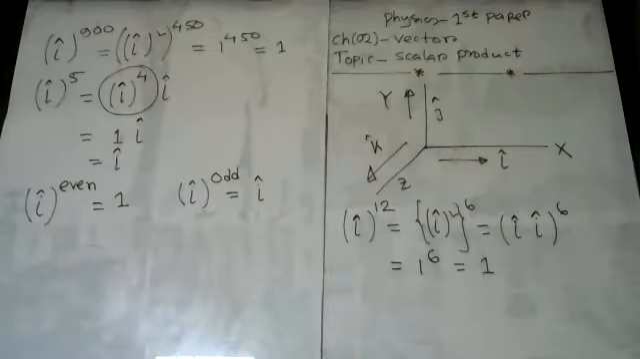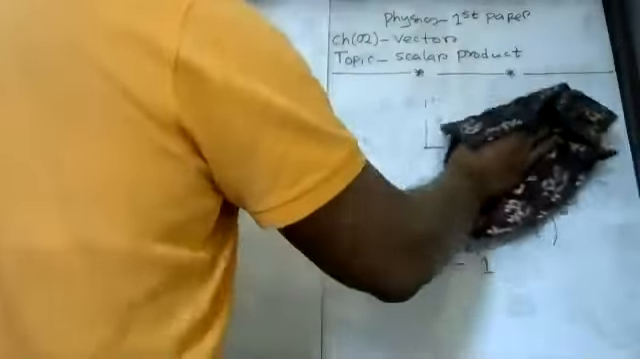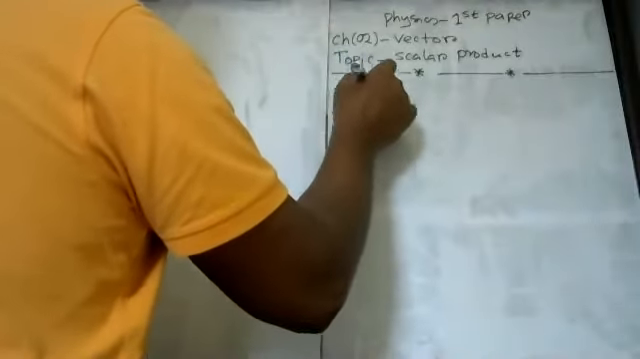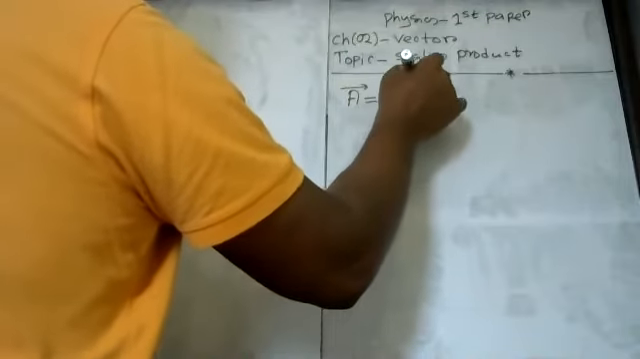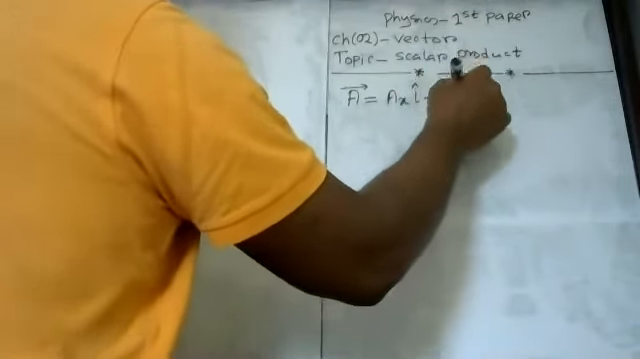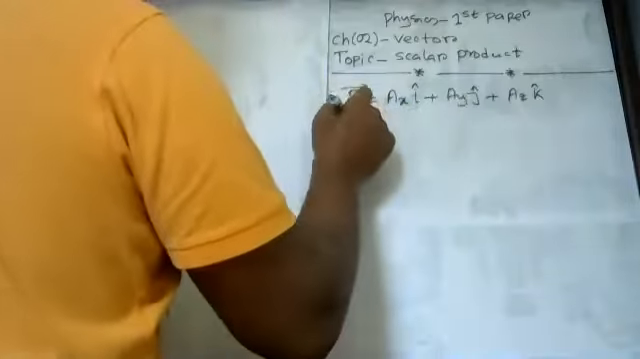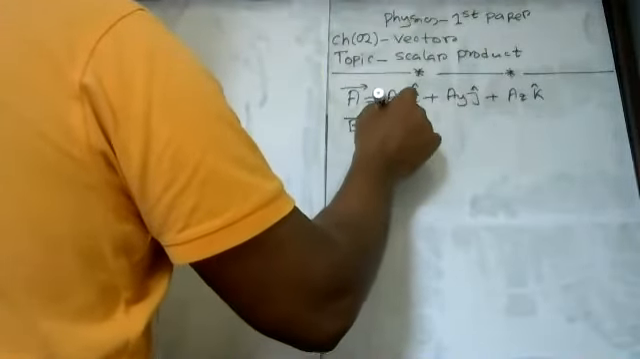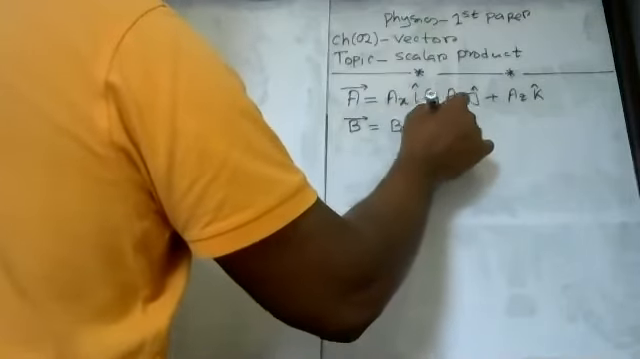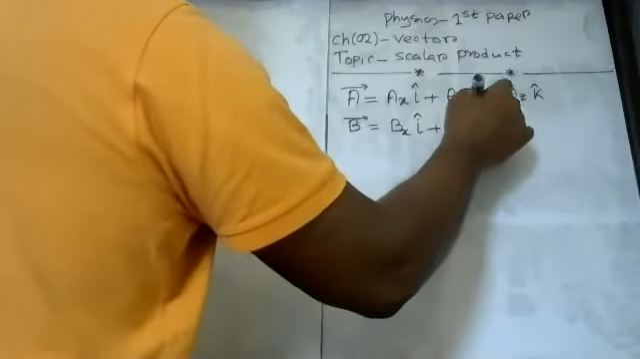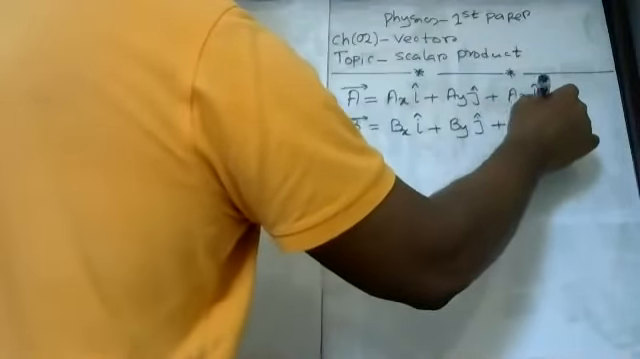Now I have to find out their dot product. Suppose, my dear student, A equals Ax i hat plus Ay j hat plus Az k hat. And again, vector B will equal Bx i hat plus By j hat plus Bz k hat.